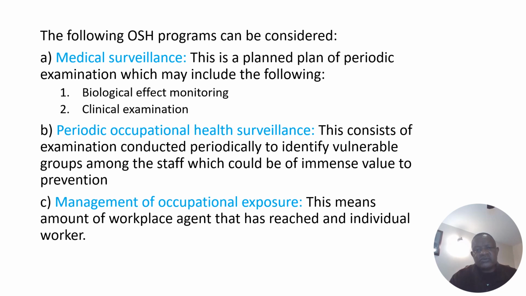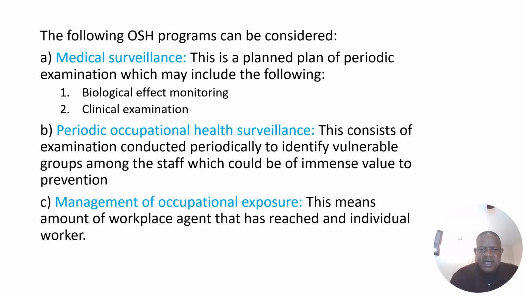The following occupational safety and health programs can be considered. 1, medical surveillance. This is a planned plan of periodic examination, which may include the following: biological effect monitoring, clinical examination, etc. And then we have two, periodic occupational health surveillance. This consists of examination conducted periodically to identify vulnerable groups among the staff, which would be of immense value to prevention. And then number three, management of occupational exposure.